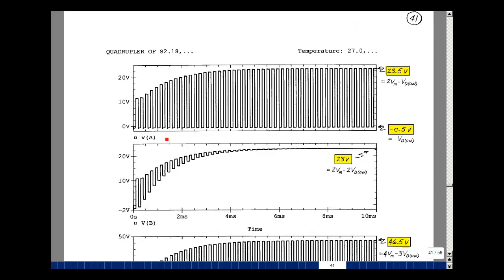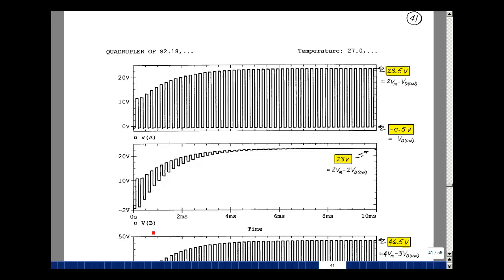First, I plotted node voltage A. Go back and look on page 39. That's the node voltage for the first clamp. You can see here it's going between a half a volt negative and 23.5. This is supposed to be approaching minus VD on. It's consistent with what we just calculated on page 40. And this is supposed to be approaching 2 Vmax minus VD on. Vmax was 12, 24 minus a half, or 23.5. So it's consistent with that. But it took quite a few cycles for it to reach steady state.